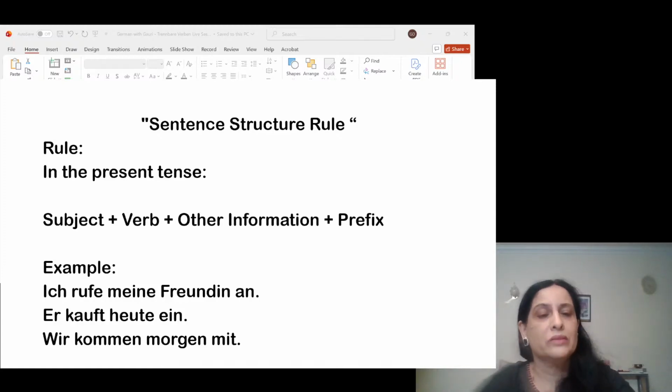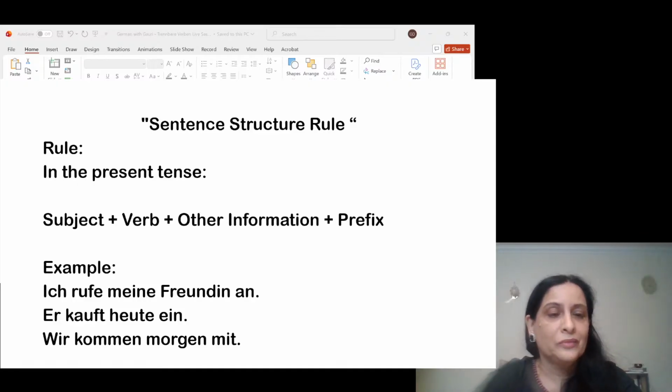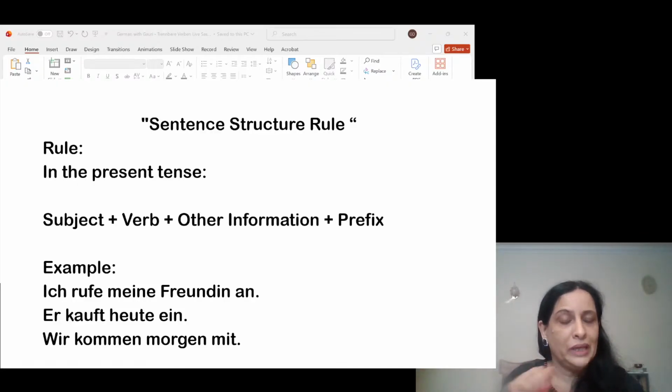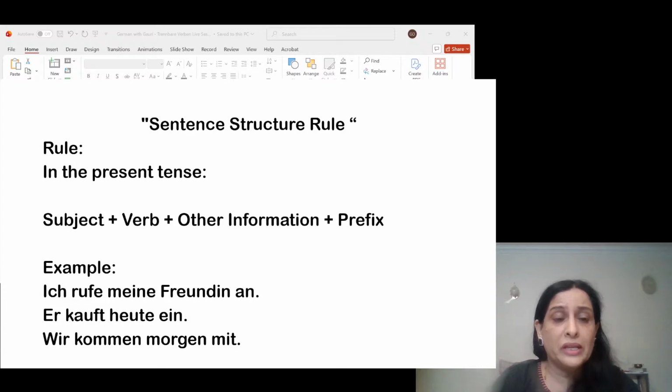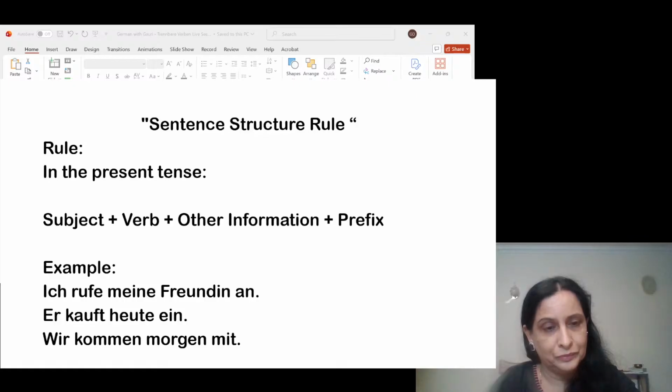Then the next one is: Er kauft heute ein. So he is doing shopping today. Here the separable verb is einkaufen, but we are splitting it into two parts, and kauft will come at the second position and ein, the prefix, will go at the end. Right? Okay. The next one is: Wir kommen morgen mit.